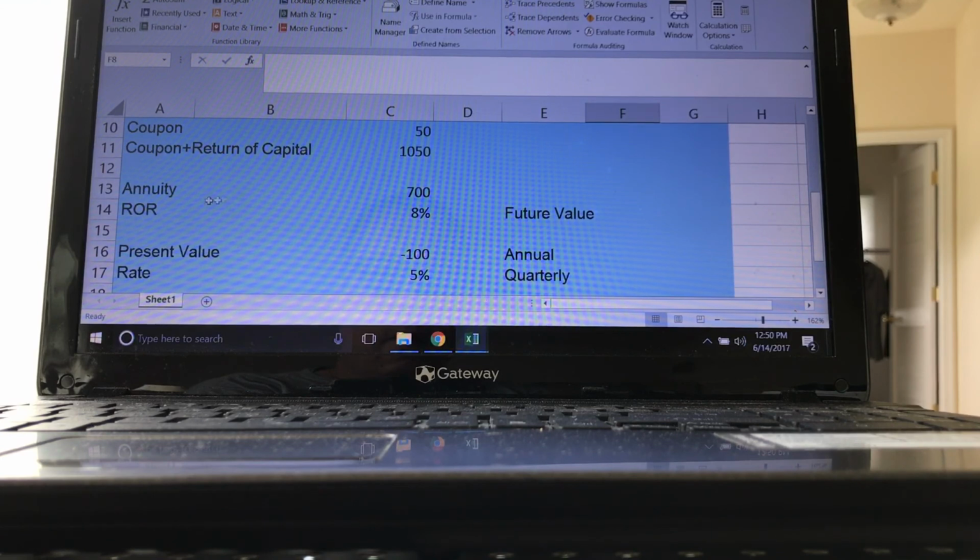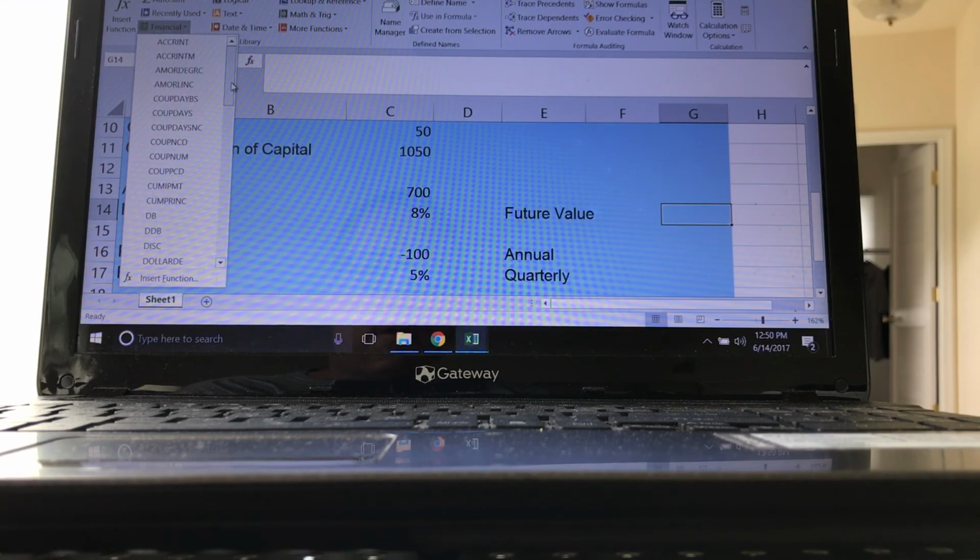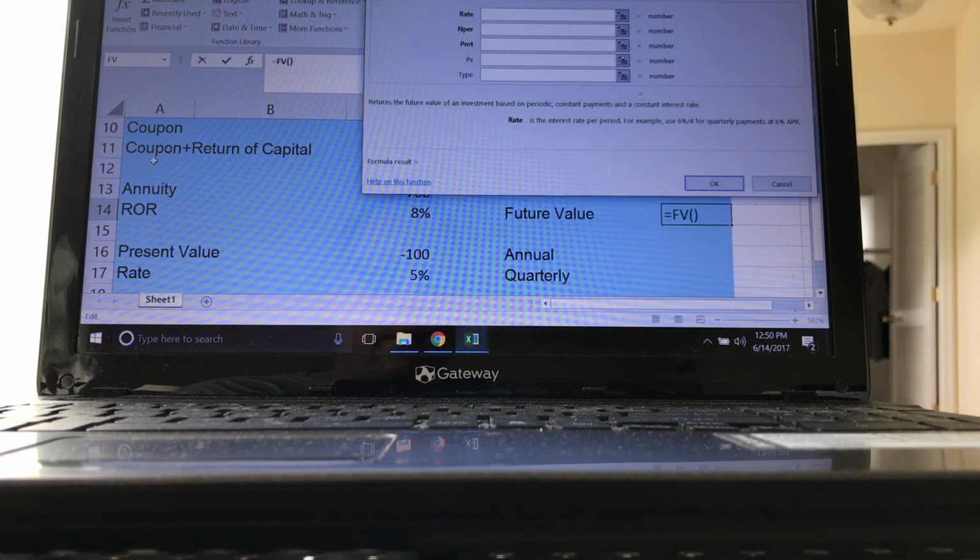Finally, we look at an annuity and the rate of return on an annuity. What would be the future value of a payout of $700 over a period of time if I'm earning 8%? Well, let's say I can manage to put away $700 over a period of time. How would I calculate that? Go to financials. Go to future value again.